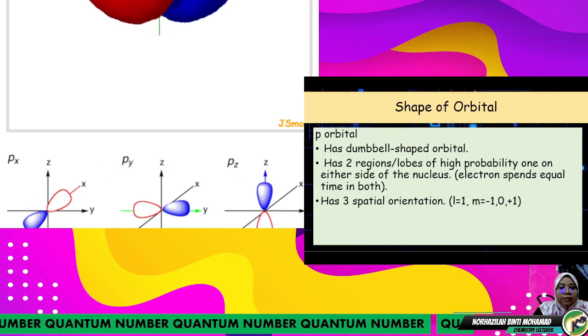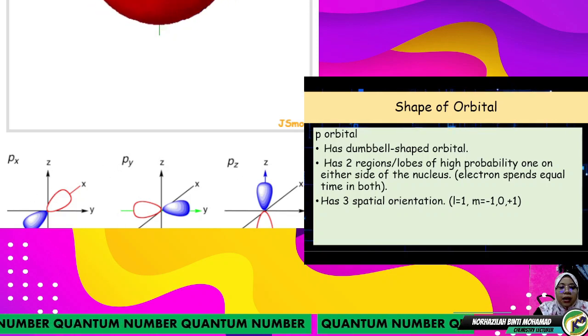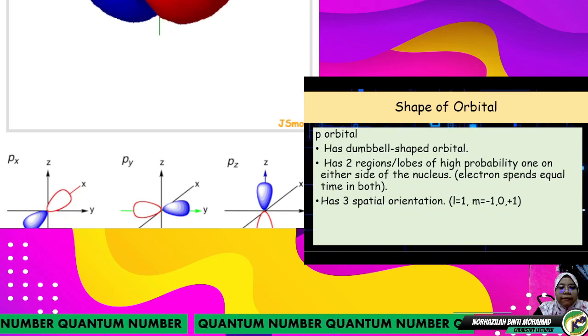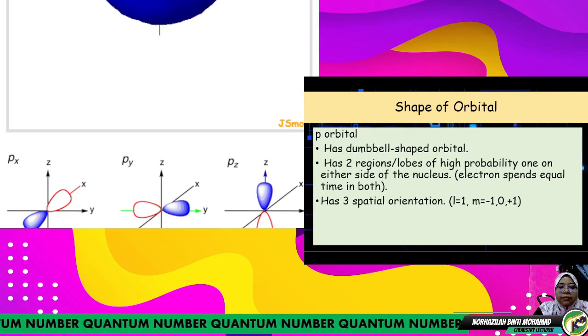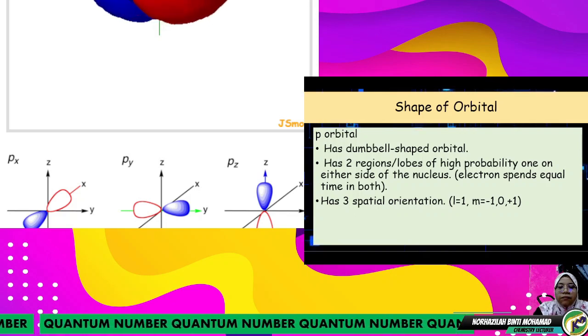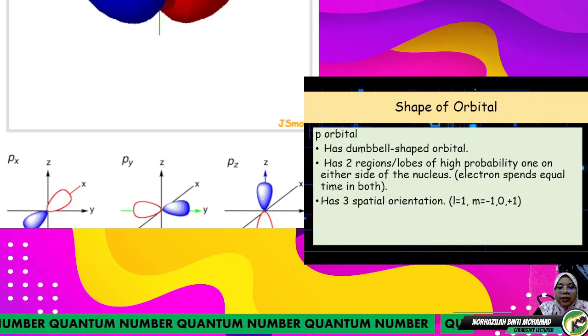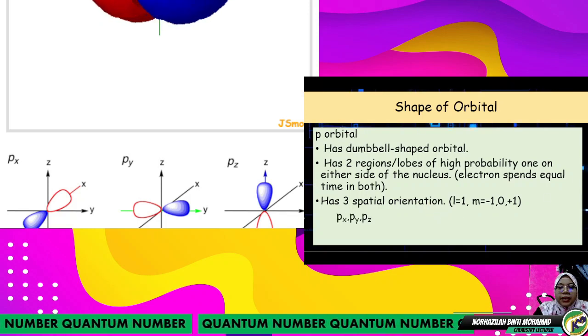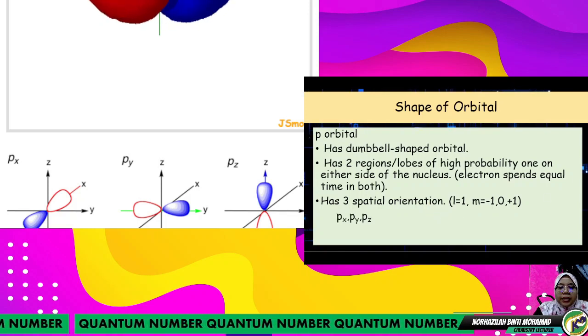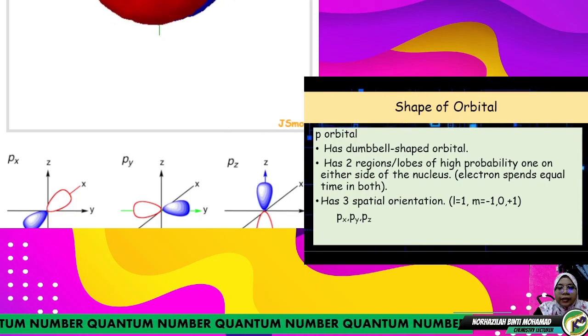Why does it have three spatial orientations? Because our m value is -1, 0, and +1, which means that we have three values of m, which means that we have three spatial orientations, which are px, py, and pz. So what do the px orbitals look like?